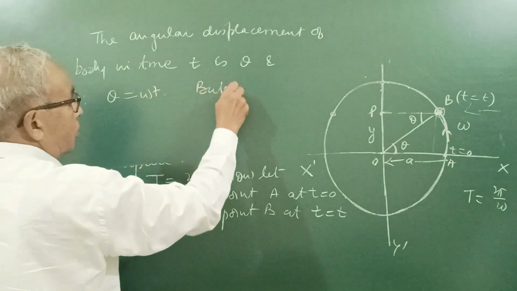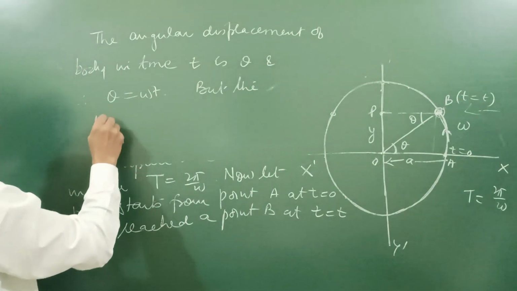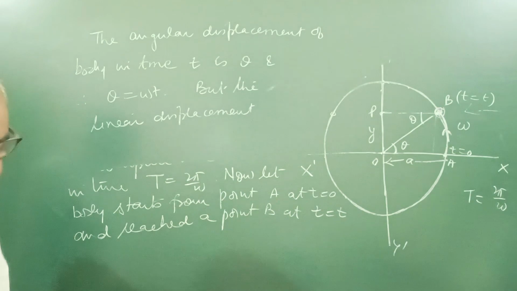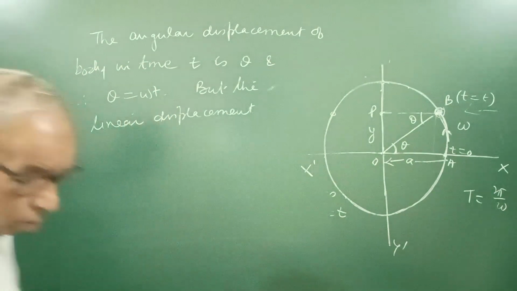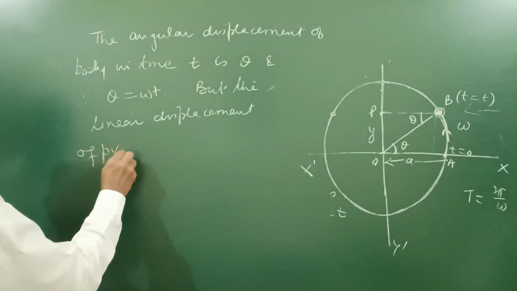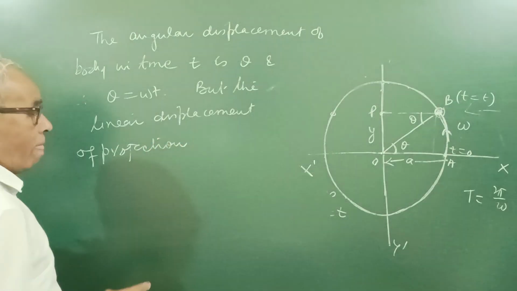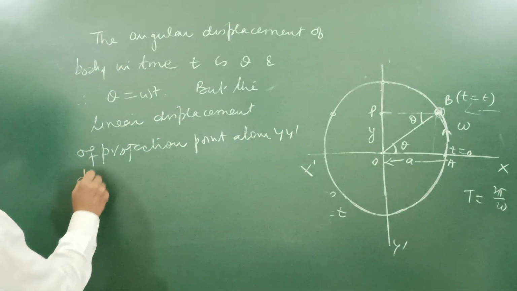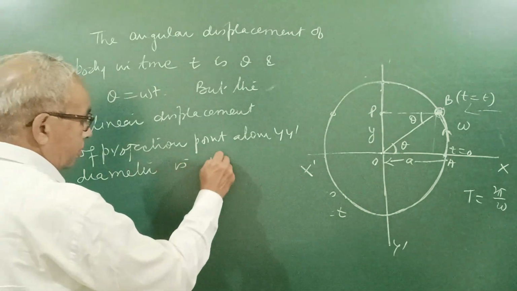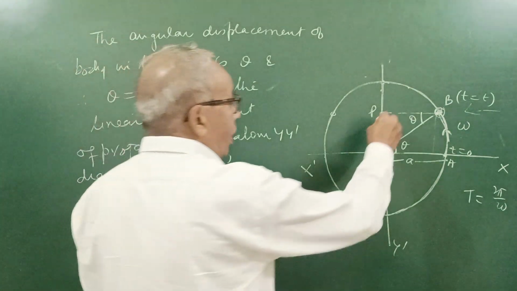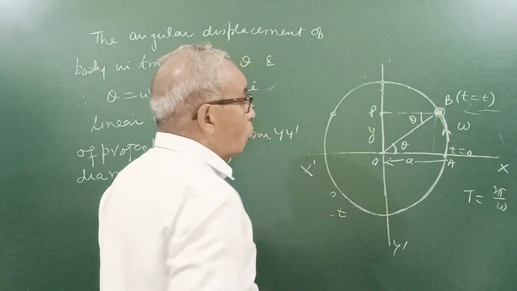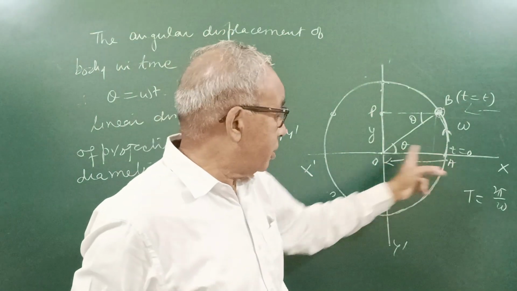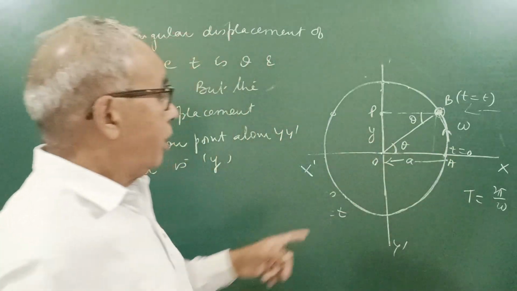But the linear displacement of the projection point along the Y' diameter is y. Y is this linear displacement of the projection point, or projection of circular motion. P, the foot point, was at the origin when the body was at A and has gone to P.